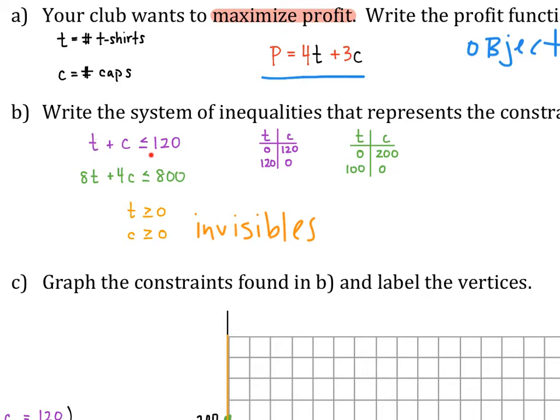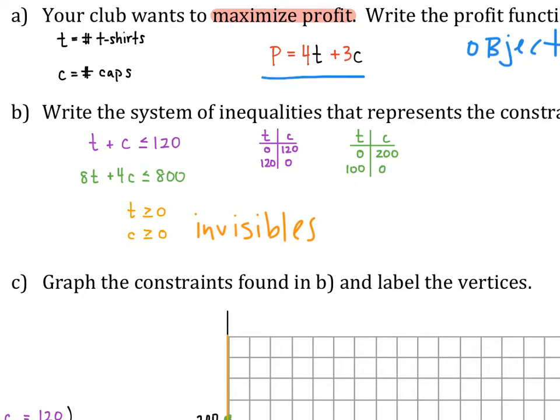If we're graphing t plus c is less than or equal to 120, I have my table. When t is 0, we're going to plot 120, and when c is 0, we get 120 as well, so those intercepts. Figuring out the intercepts for our green, when t is 0, we get c to be 200, and when c is 0, we get t to be 100.